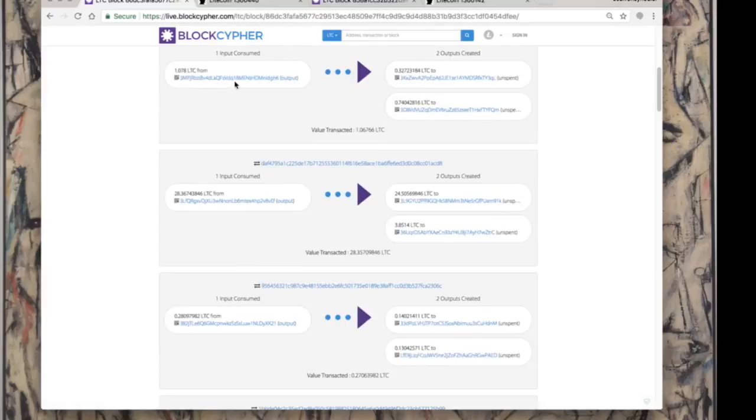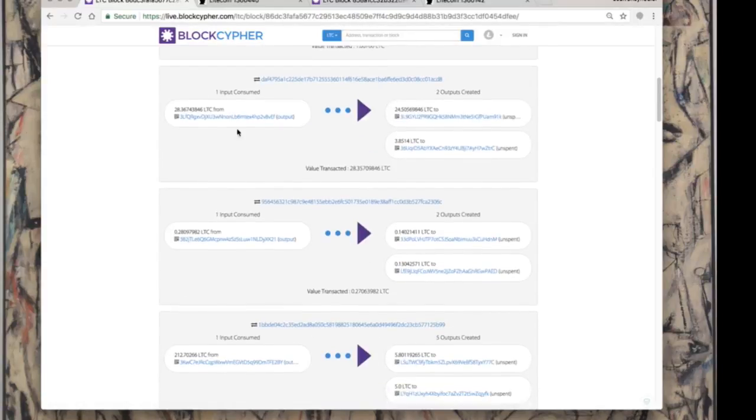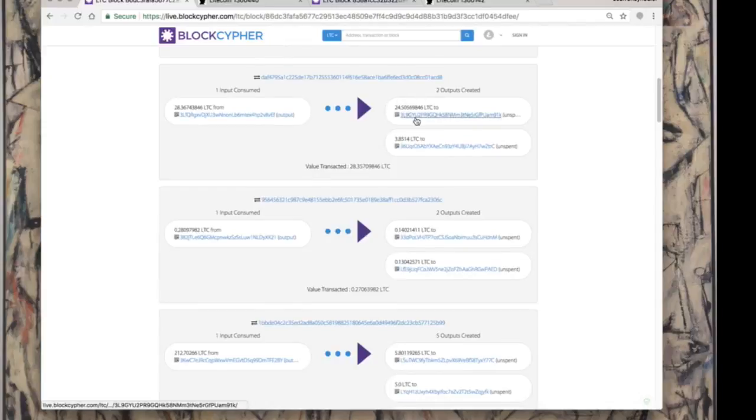Because in order to spend from this Litecoin address, you've got to cash out the whole Litecoins in the entire address, and it's got to be sent to one Litecoin address. But your wallet client has to send the rest to a second address. So that's what this change address is called. And so when you see this on the explorer, all this is telling you is that somebody sent 24 Litecoins, and then 3.8 Litecoins was left over, and the wallet sent it to a change address.